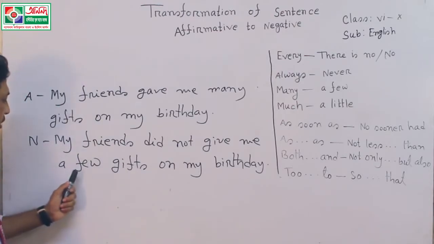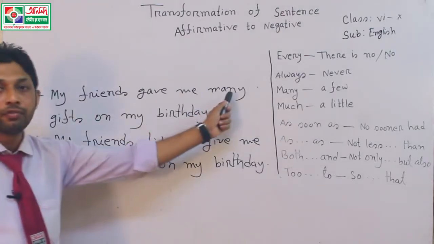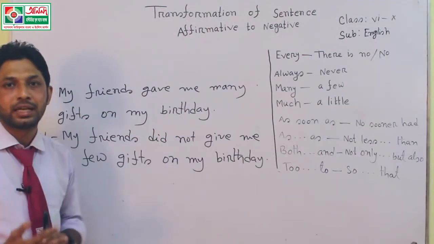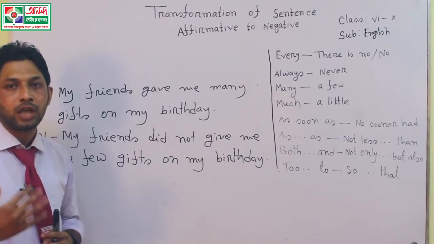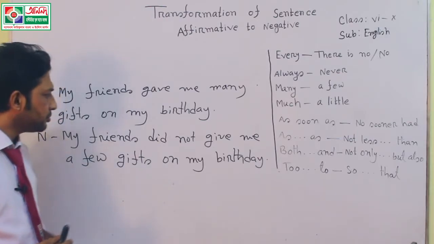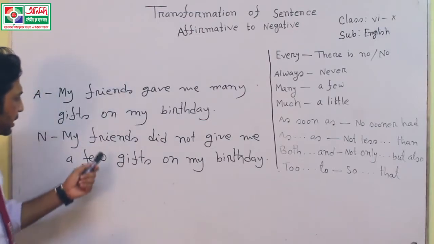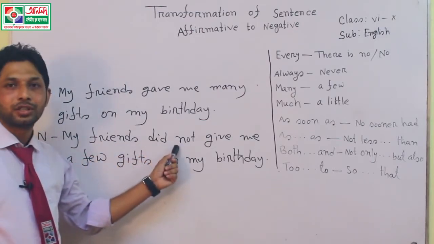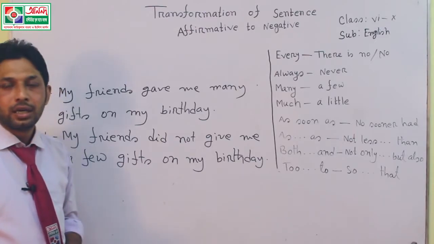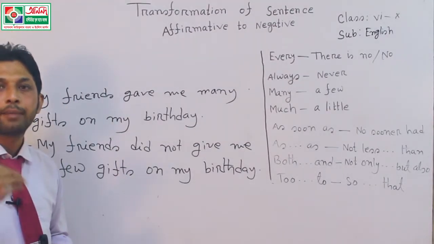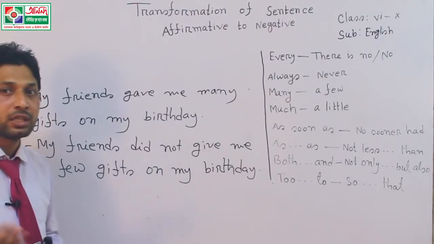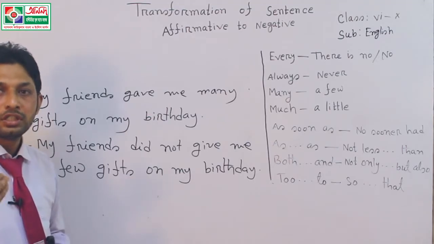Dear learners, look at the example. In this negative sentence, we have used a few instead of many. According to the tense, we use do not, did not, is not, are not, etc. And in this sentence, we have used did not. We know that if the sentence is present indefinite, we have to use do not, or if the sentence is past indefinite, we have to use did not.